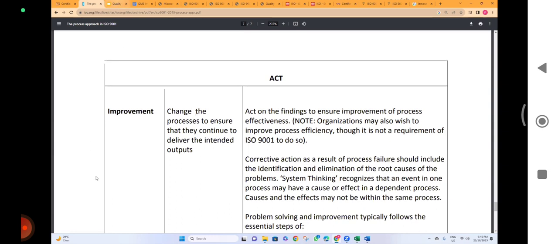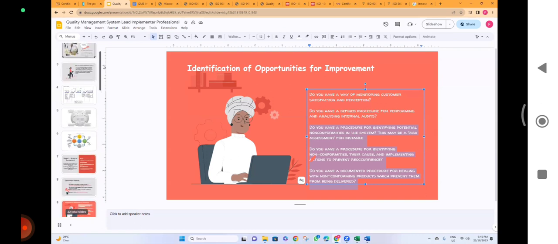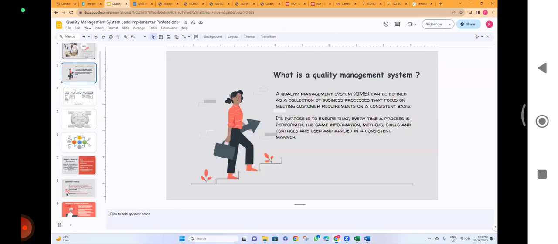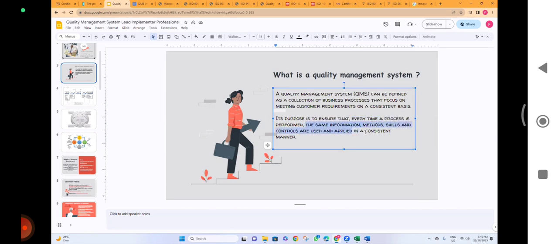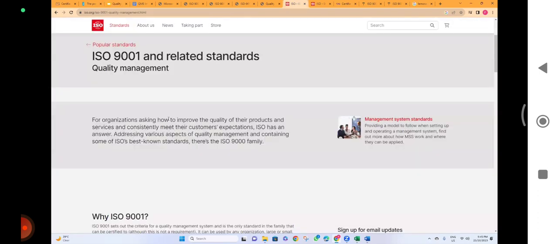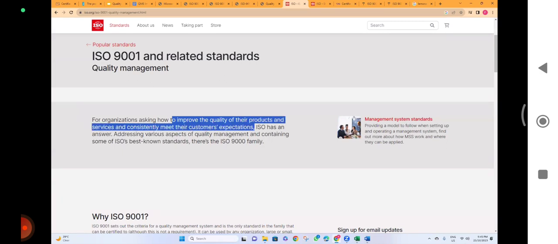And it's very important to understand that the end goal here is to make sure that for every customer that you deliver a product and service for, you use the same information, methods, skills, and controls in a constant manner. This is what you need. Once that has been achieved, that is going to improve the quality of your product so that you can constantly meet your customer expectation. How do you do it?